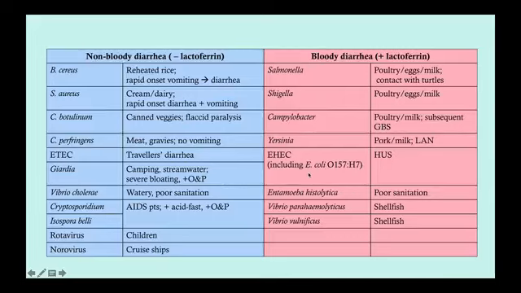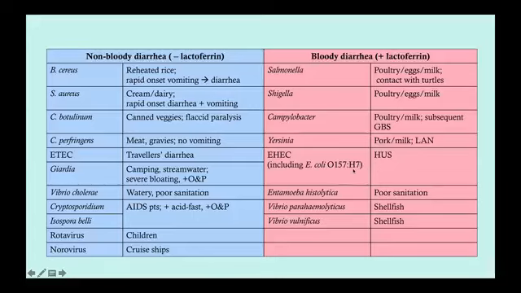EHEC is the enterohemorrhagic E. coli. In its name, hemorrhagic, causes the bloody diarrhea. What you want to know with E. coli O157:H7, which is included in the EHEC, is hemolytic uremic syndrome as a potential sequela of this bloody diarrhea. Very, very, very important. And I'm not going to get into what hemolytic uremic syndrome is, but you can go back and look that up. You want to know the correlation between O157:H7 and hemolytic uremic syndrome.